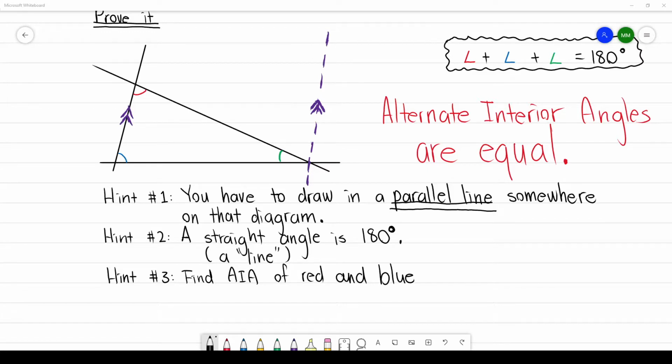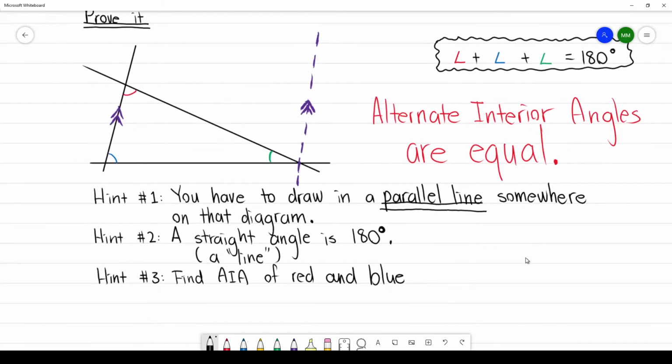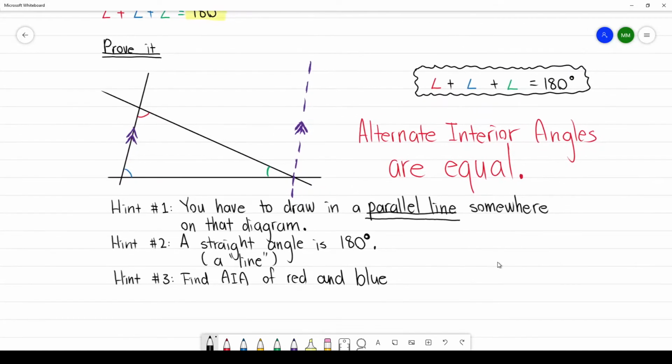Yeah, and they are equal. So that is essentially it. They are equal, so that means they also add up to 180. Yeah. So yeah, good job.